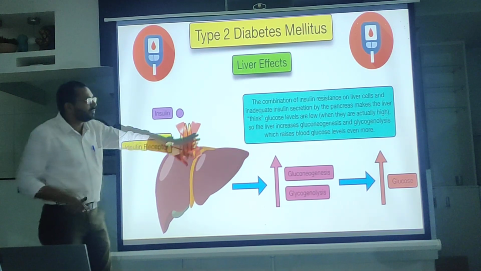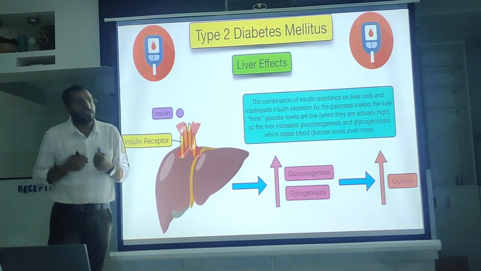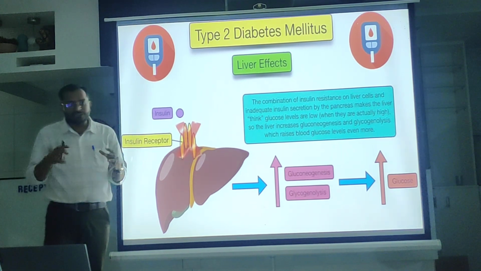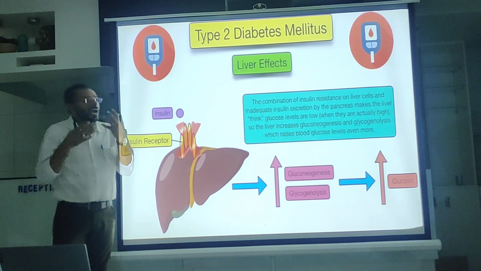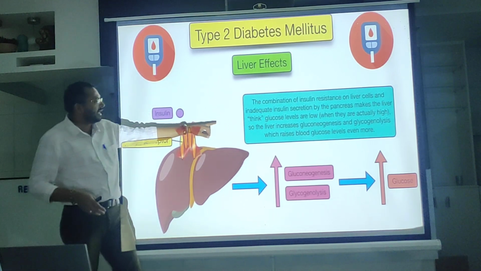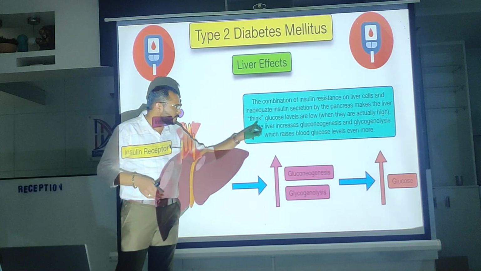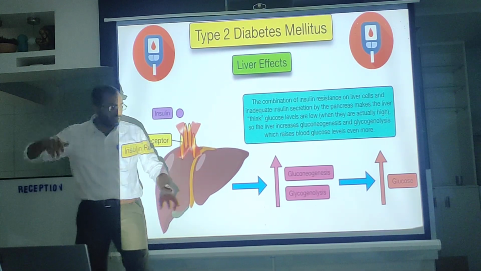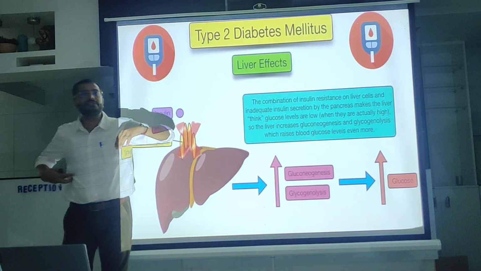So in combination of this process, what does the liver feel? "I do not get enough. Are you getting me? I am sending you." The muscle said, "I do not get it." The pancreas says, "I am sending you insulin also." The liver says, "I do not get it." So the combination of insulin resistance on the liver cells and inadequate insulin secretion by the pancreas makes the liver think glucose is low when it is actually high. In the blood the level is high, but the liver thinks it is low.